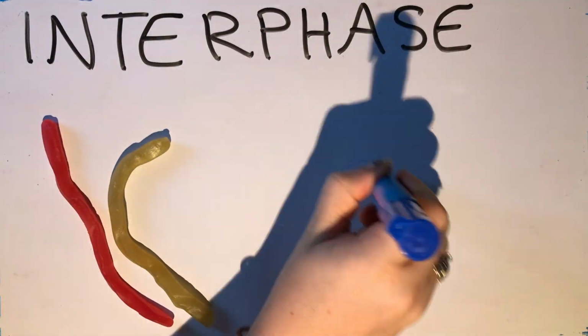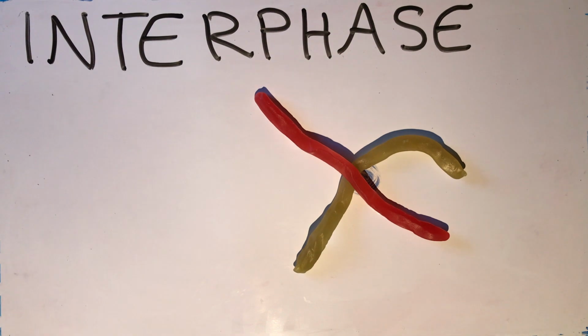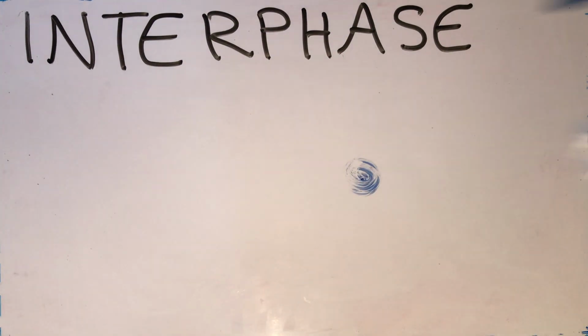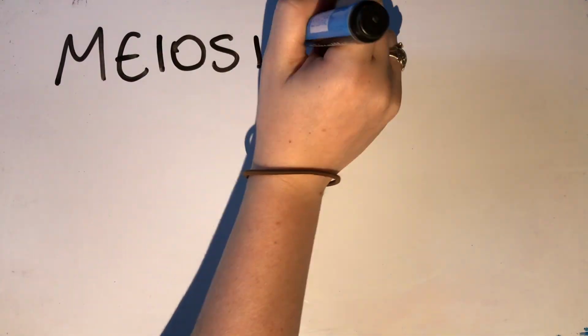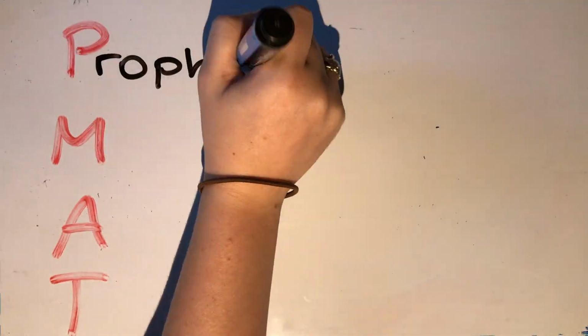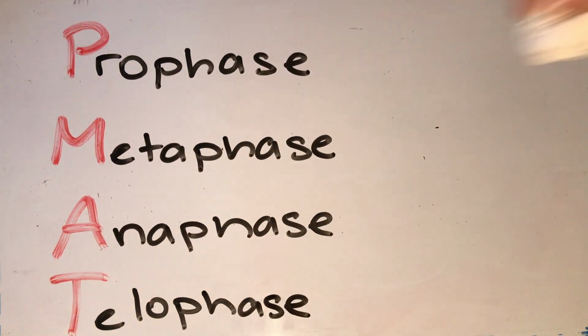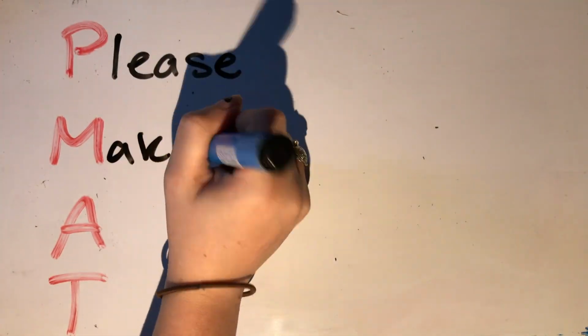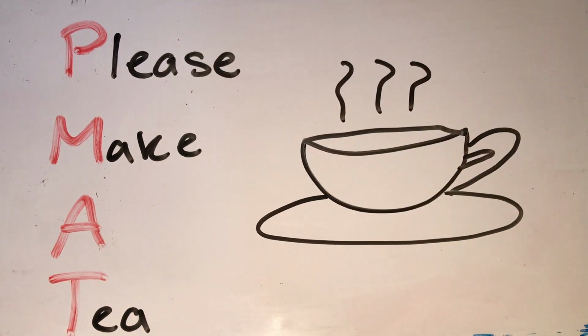Before meiosis, during interphase, DNA replication takes place and identical chromosomes are joined by a centromere as sister chromatids. Meiosis can be divided into two main phases, meiosis I and meiosis II. Each of these phases contains prophase, metaphase, anaphase, and telophase. You can remember these by "please make AT."